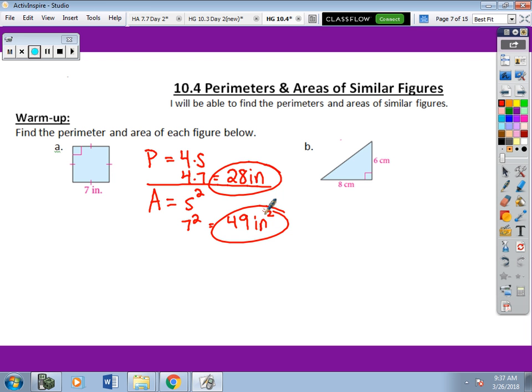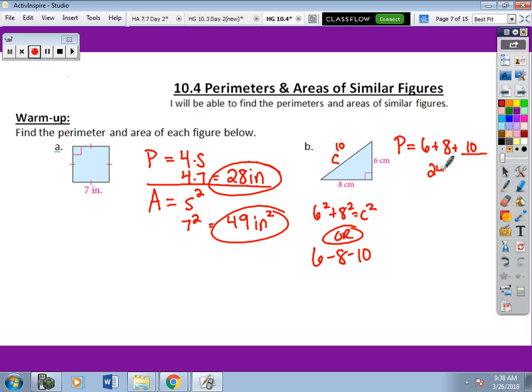Now the perimeter for the triangle, remember there's no fancy formula, we would just add 6 plus 8 plus whatever this third side would be. To do this, you can either do the Pythagorean theorem, or this is a triple. This is a 3, 4, 5 times 2, which makes it a 6, 8, 10. Which will give me 24 centimeters.